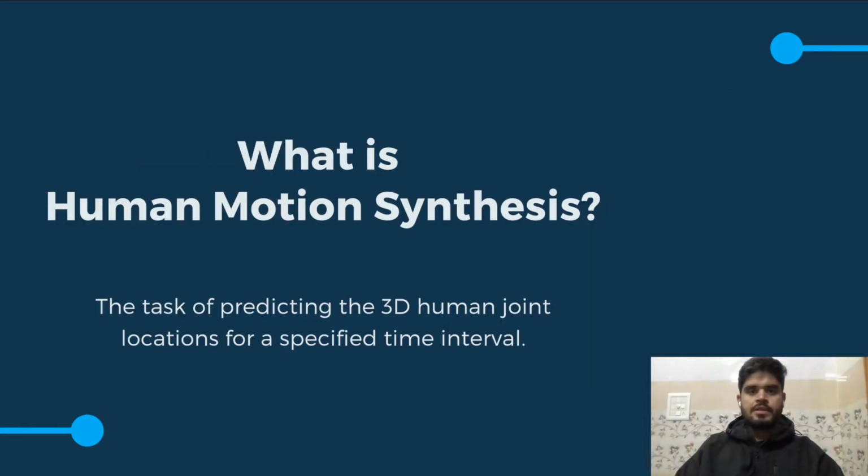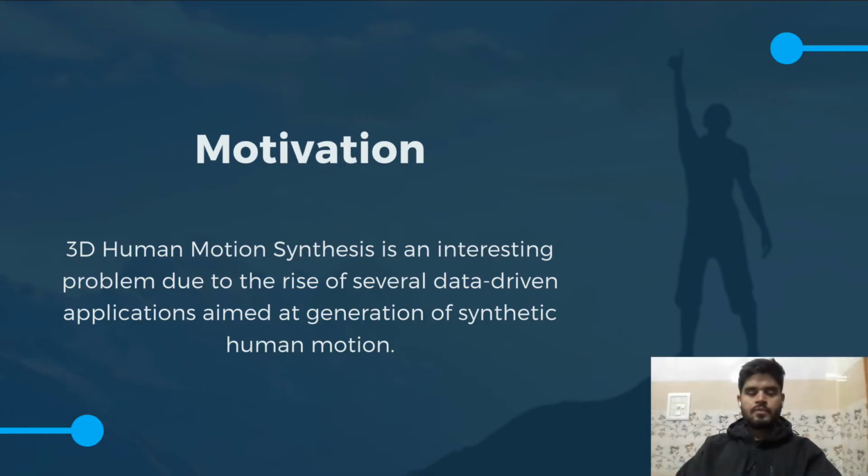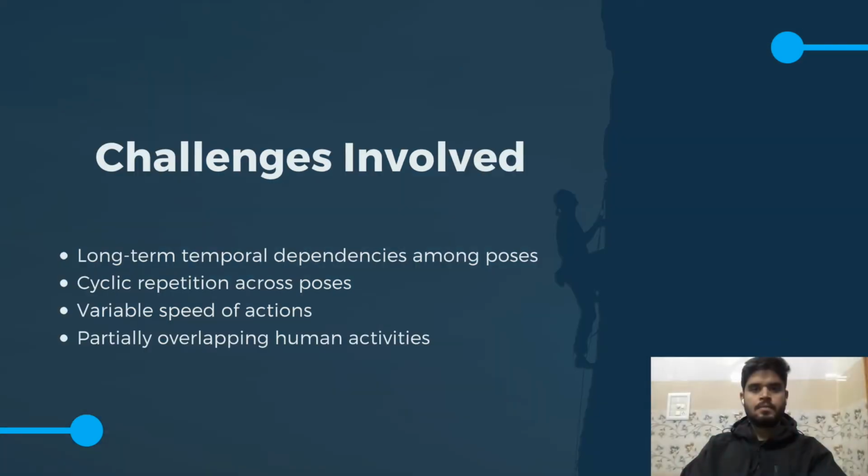Human motion synthesis is the task of predicting 3D human joint locations for a specified time interval. 3D human motion synthesis is an interesting problem due to the rise of several data-driven applications aimed at the generation of synthetic human motion. There are several challenges involved in this task, such as long-term temporal dependencies among poses, cyclic repetition across poses, variable speed of actions, and partially overlapping human activities.